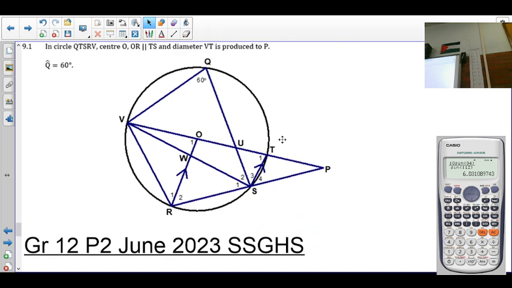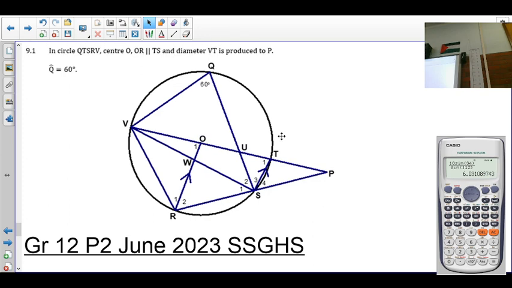Right, so we are told that in the circle, QT is a diameter, center O. So if O is the center of the circle, we know that O1 is going to be double angle S1. Why? Because the angle at center is twice angle at circumference. And there's many things we can derive from that being the center of the circle.